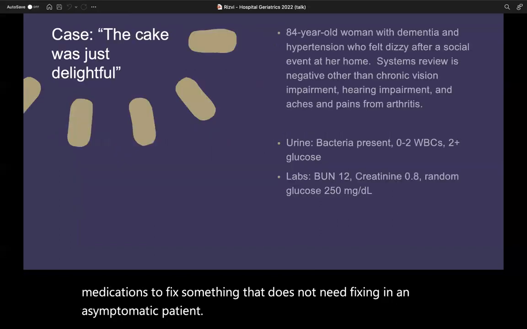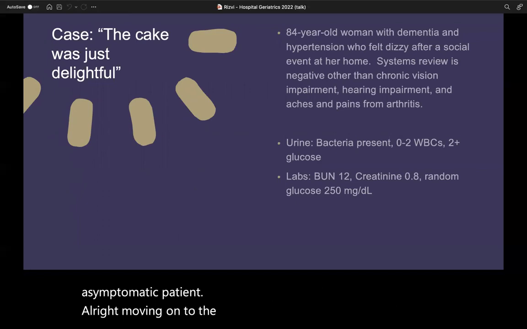All right, moving on to the next case. That cake was just delightful.